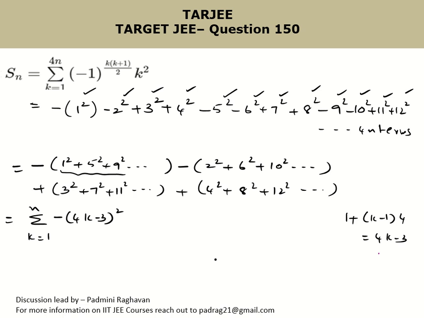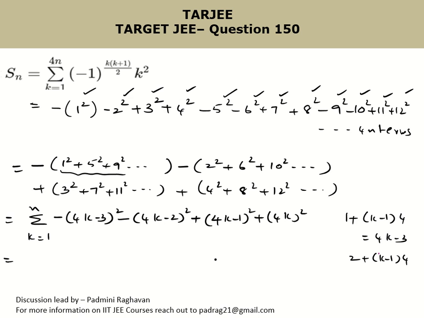Next one, the bases are 2, 6, 10, etc. So it is going to be 2 plus (k minus 1) into 4, that is, 4k minus 2, the whole square. Next one, only this is going to change. Instead of 2, it is going to be 3. So it is plus 4k minus 1 the whole square, and lastly it is going to be 4k the whole square. Each term will give rise to n terms. Together they will give rise to 4n terms.